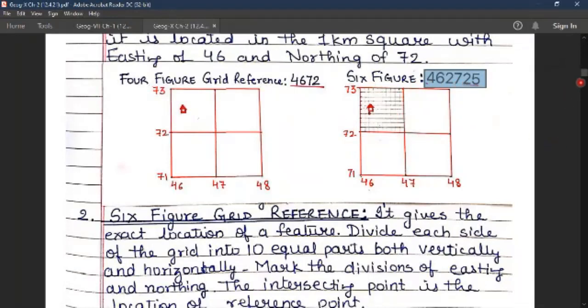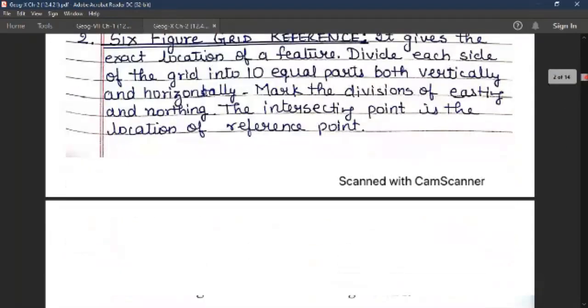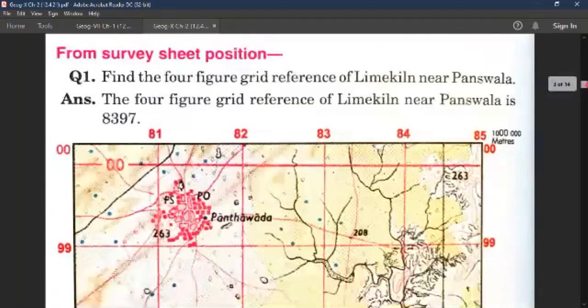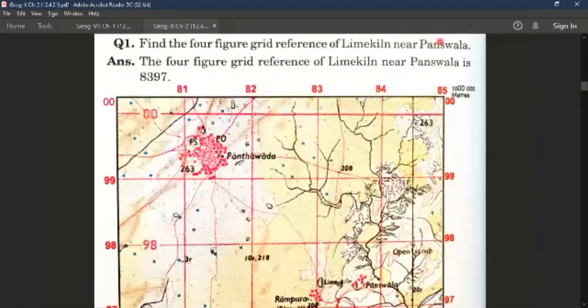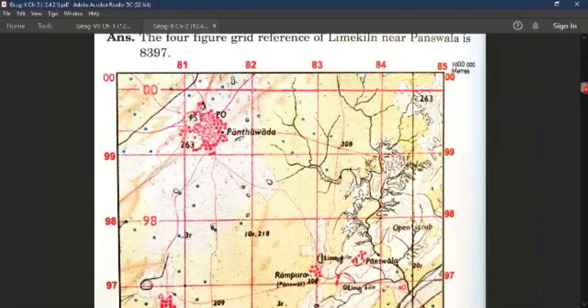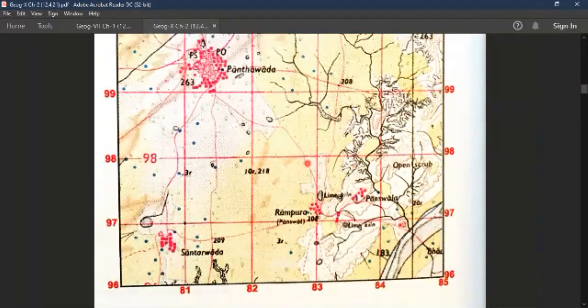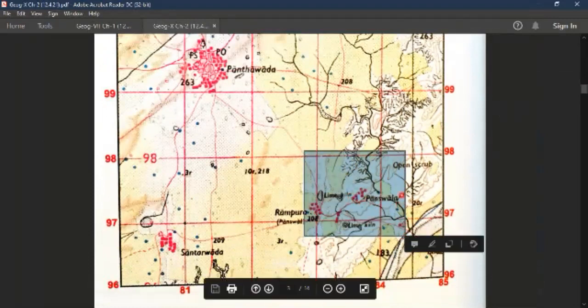Now we'll practice some questions related to finding the 4-figure and 6-figure grid references. So the question is, find the 4-figure grid reference of Lincoln near Panswala. Now first of all, we have to locate the place Panswala. Now this is the grid. This is Panswala, and here it is being mentioned Lincoln.